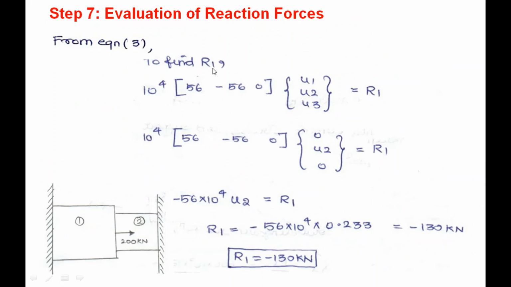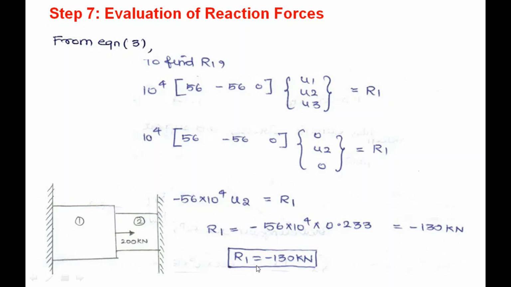First we will find R1. We are taking the first row from the global characteristic equation and multiplying with u1, u2, u3. So here u1 and u3 are 0. When we multiply this row matrix with the column matrix, we will get only minus 56 into 10 power 4 u2 is equal to R1. Substituting the u2 value we have calculated, we are getting the value of R1 is equal to minus 130 kilonewton. So here R1 is the reaction force in the left side support.